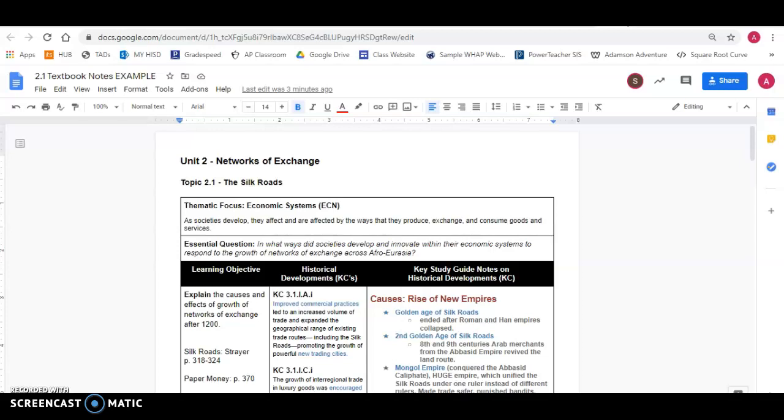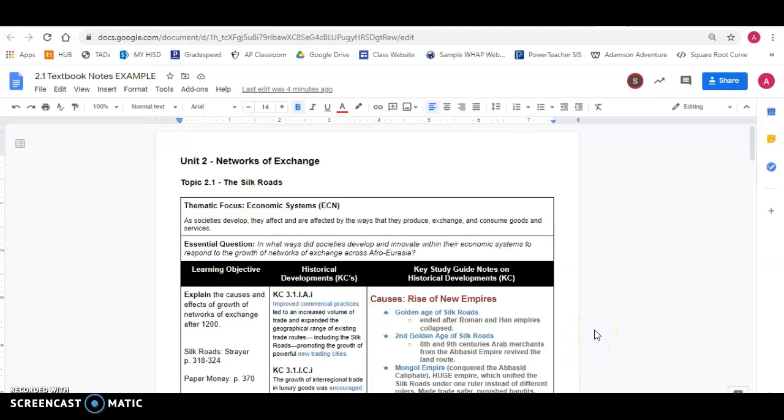Then it says effects of the growth of exchange networks. So I can see there's two major effects, which are thriving cities and commercial innovations. So I look at that, and I can also see increase in demand. So that's just reading through it before I even get started and actually reading it. It's just getting a preview of what the information is going to hold.